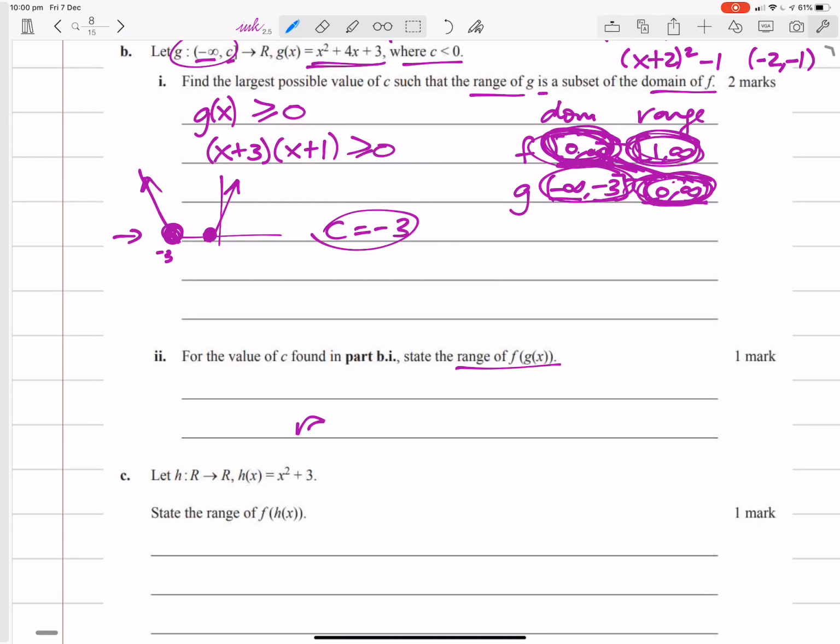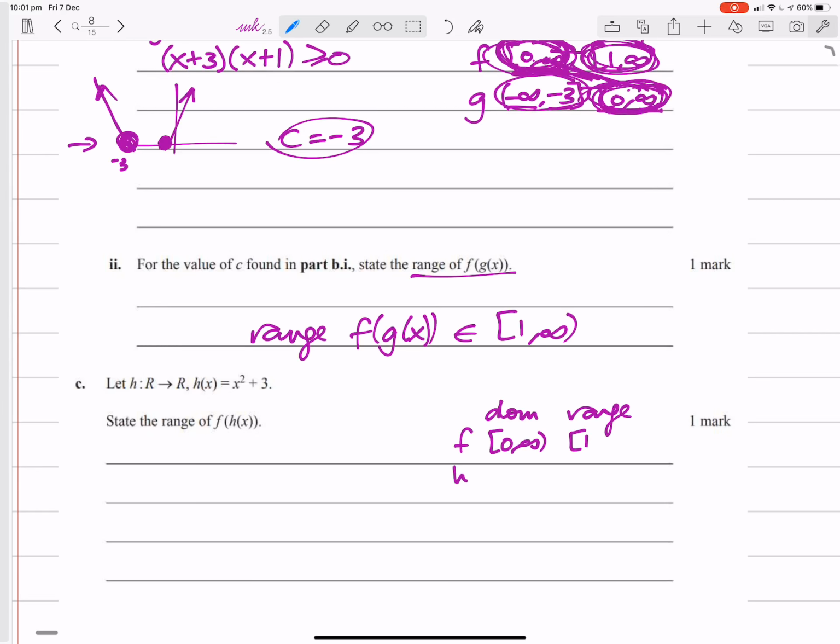Okay, state the range of f of h of x. So let's say domain, range, f of x, h of x. f of x is 0 to infinity, and our range is 1 to infinity. And then h of x is all reals, and then our range is 3 to infinity because it's a parabola.